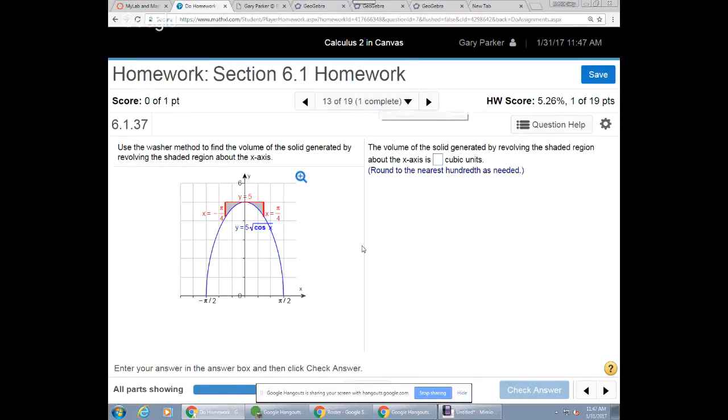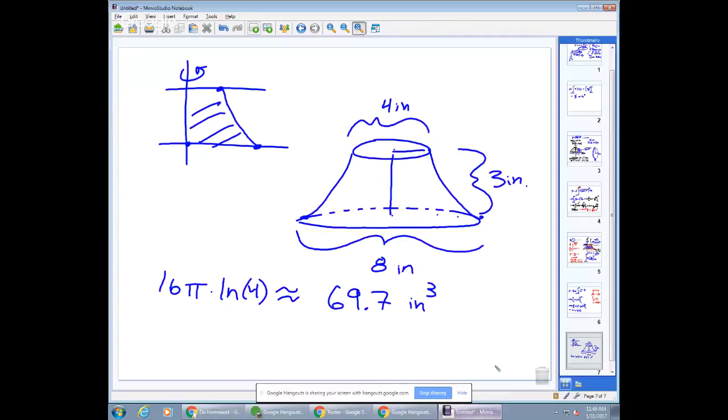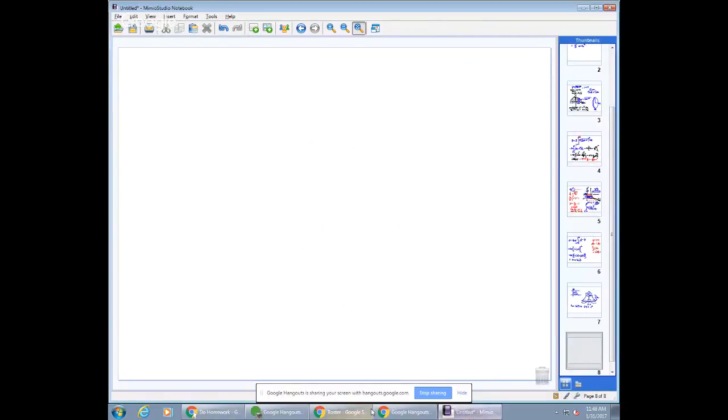What's this one? Rotate around the X. Oh, this is a good one. Yeah, let's go for it. We'll set it up. We won't finish it. No, it says use the washer method. So I just want to explain what the washer method is, and I can use this picture to explain it. So let me copy this in. We'll get it started. We'll finish it next class, or you could try and finish it for homework.